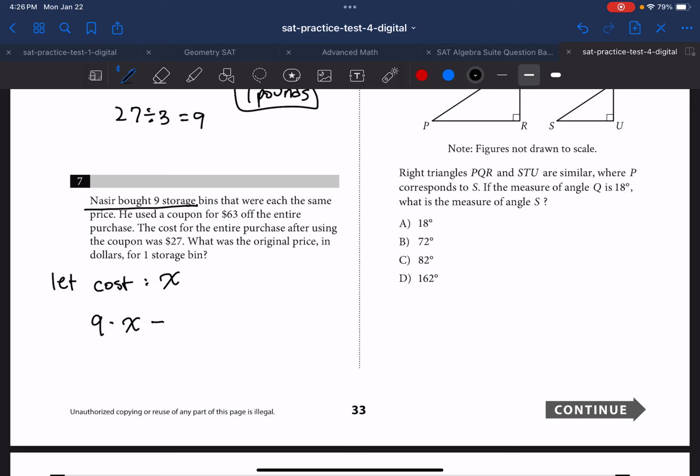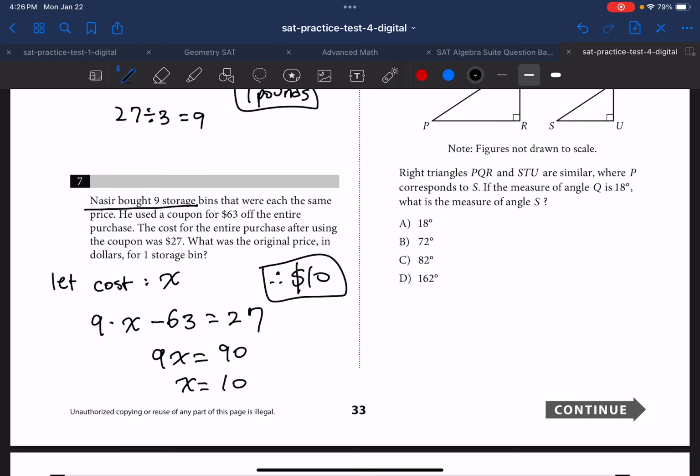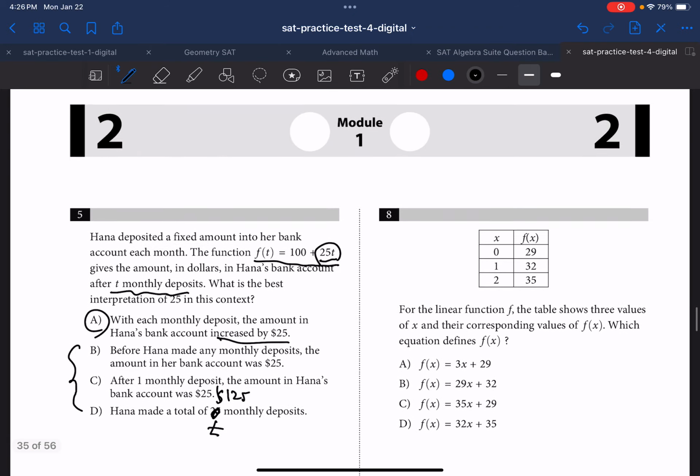But then he used a coupon, so we subtract $63, and this equals 27. Simple algebra. Add 63 to both sides, we get 90. Divide both sides by 9, we get 10. So each was $10. Cool.